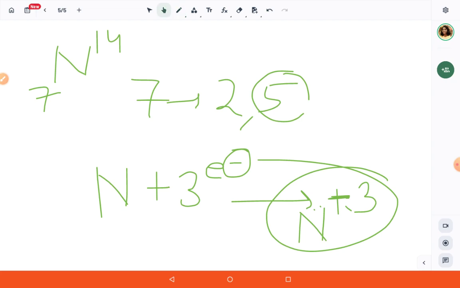So what happened was, we had the atomic number, we did its electronic configuration, we saw that it needed 3 more electrons to complete its octet, or 8 electron shell, and so it had a charge of 3 on it. That's its valency.